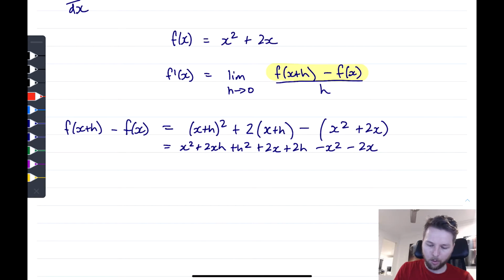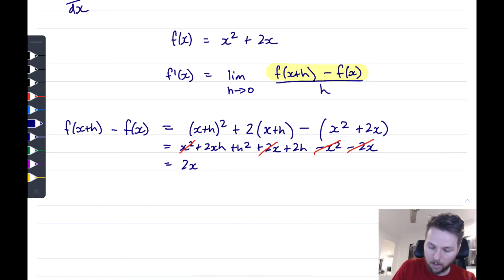We've got a positive x squared and a negative x squared. That's just going to be 0. And we've got a positive 2x and a negative 2x. Again, that's just going to be 0 when you collect like terms. So we can say our numerator now is equal to 2xh plus h squared plus 2h.